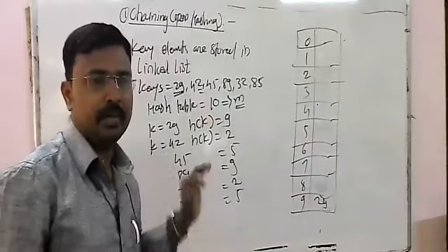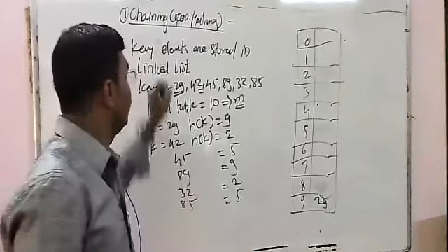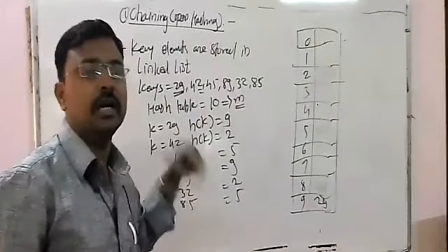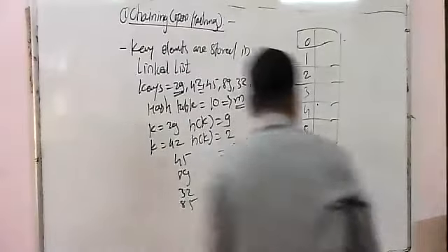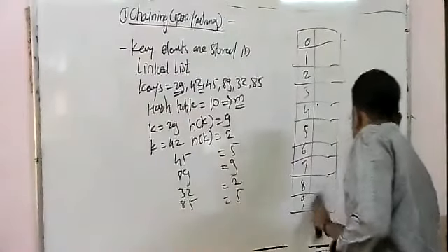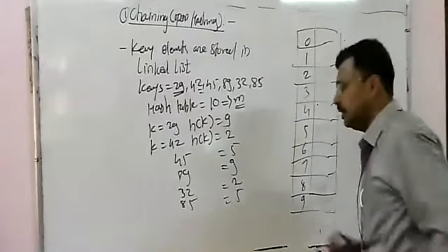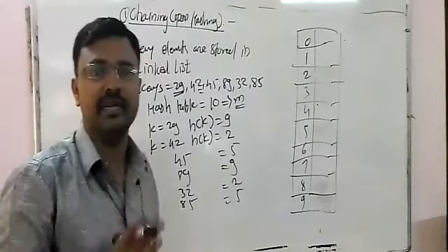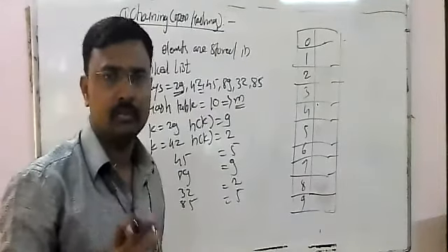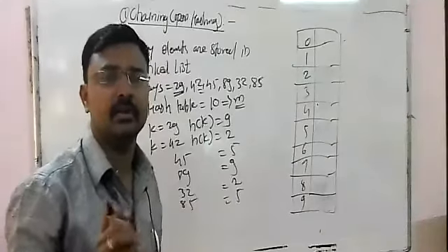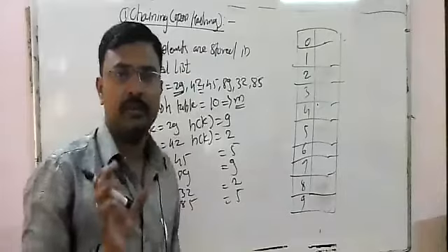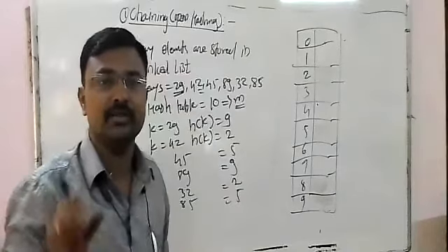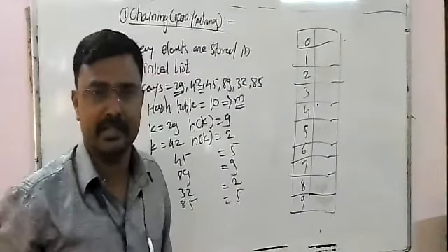Now see, whenever the elements are stored in your hash table by using chaining, every element is stored like a node. Every node has 2 fields, as in a singly linked list node. One is the actual data field. Another one is the address field, which stores the address of the next node.